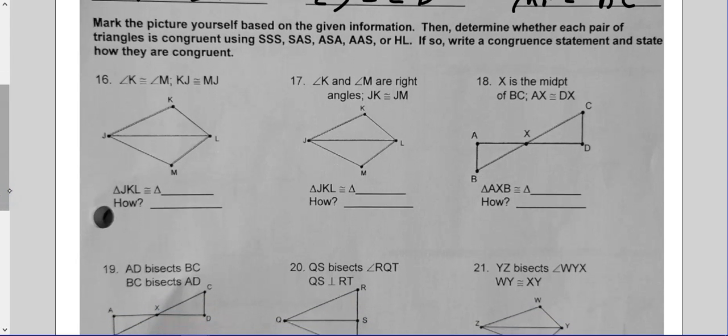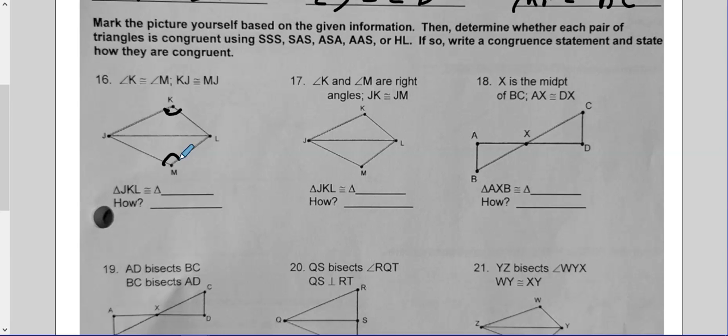Okay. Similar to what we've already been doing. Mark the picture yourself with the given information. Then determine if we can do it by one of the rules. So, on the first page, everything was marked for us. Now we're going to mark it. So, angle K and angle M are congruent. So we go in and mark it. So everybody mark K and M congruent.